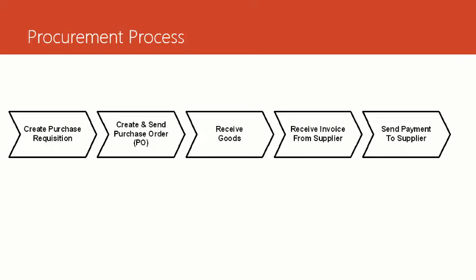Sometimes it's just one approval. Sometimes it's multiple approvals. Sometimes you are the one approving it, so you just create the requisition as documentation within the system. Once the requisition is approved, you create a purchase order. The purchase order is a request to the vendor to send you material.